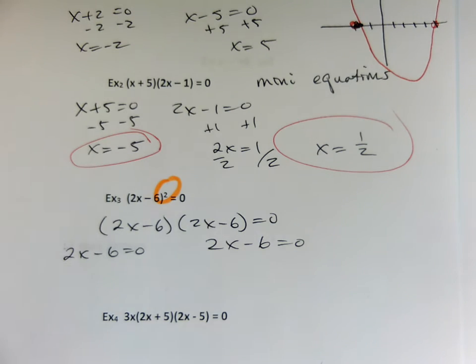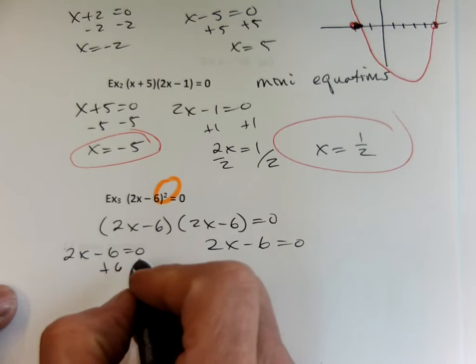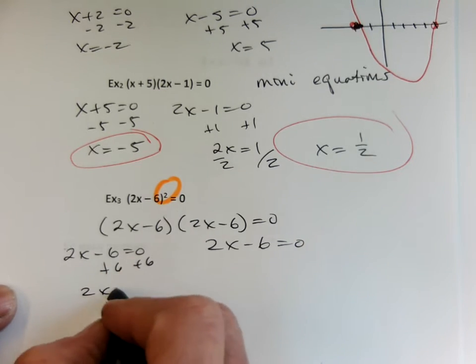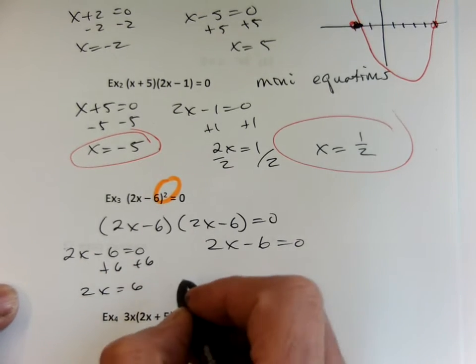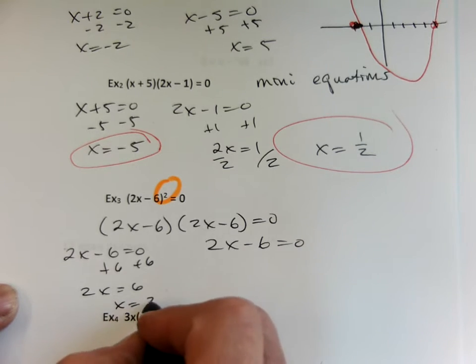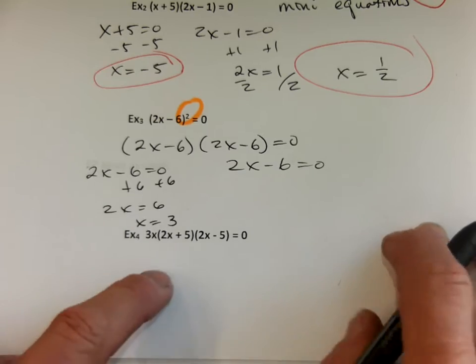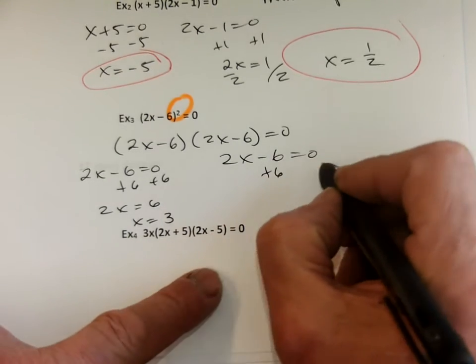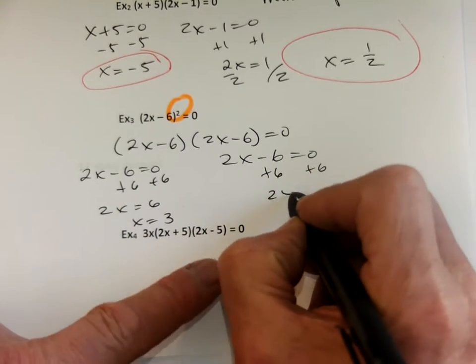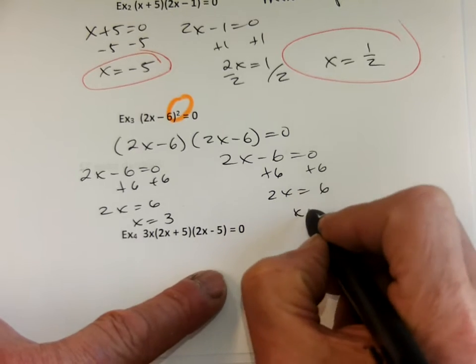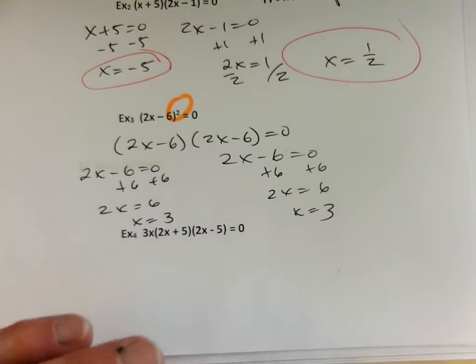So if I go plus 6, 2x equals 6, divide by 2, and I get x equals 3, right? And of course, same thing on the other equation. We're going to get the same answer. We really are plus 6, 2x equals 6, and x equals 3. So we get 3 twice.